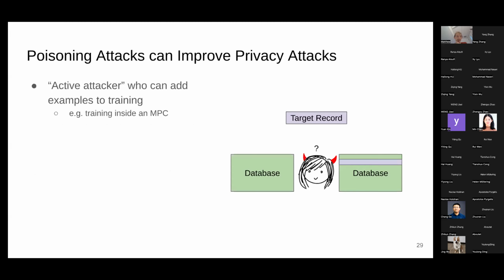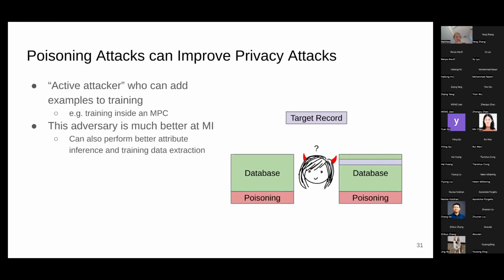So essentially, the idea here is we have an adversary who not only is trying to determine whether this target record is in the training set or not, but they're also able to add examples into the training set. So they're able to add some poisoning. Here you can imagine that they're doing this in a multi-party computation. You're training a model between 10 people. I want to be able to do membership inference on some other person in this MPC process, and I'm going to add poison data into my local data set in order to do this.